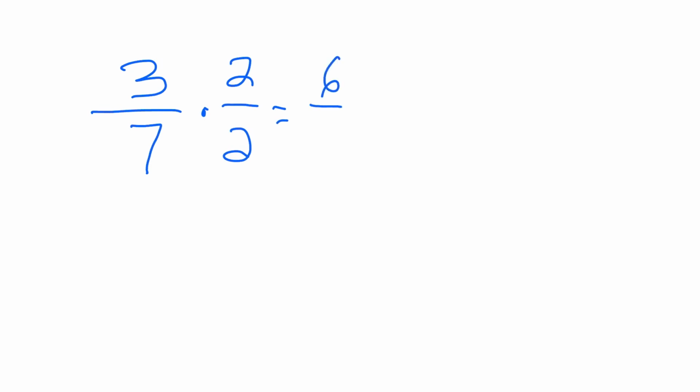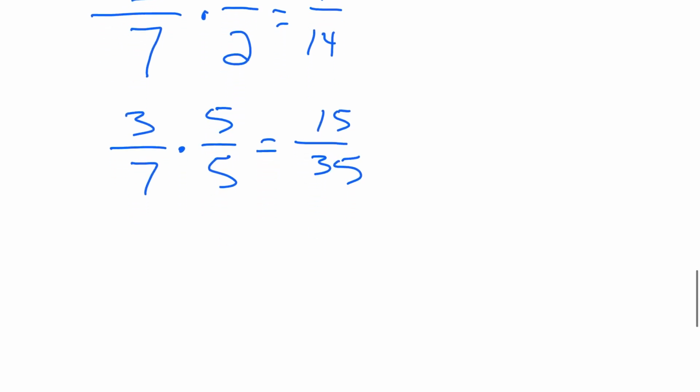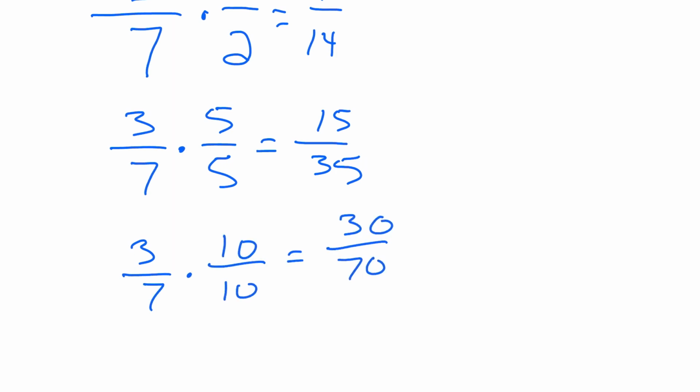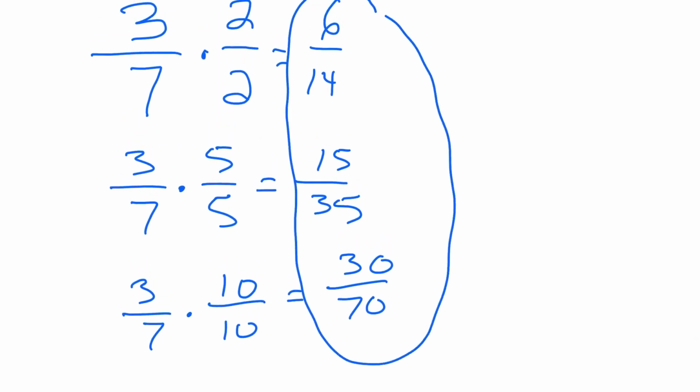There's one equivalent fraction. Then the second one, 3 over 7, if I multiply it by 5 over 5, gives me 15 over 35. There's a second equivalent fraction. And then I can do 3 over 7 times 10 over 10, which is 30 over 70. These are 3 equivalent fractions to 3/7. Now I can use any number, so to this particular problem, there's an infinite number of correct answers, as long as they're always equal to 3 over 7.